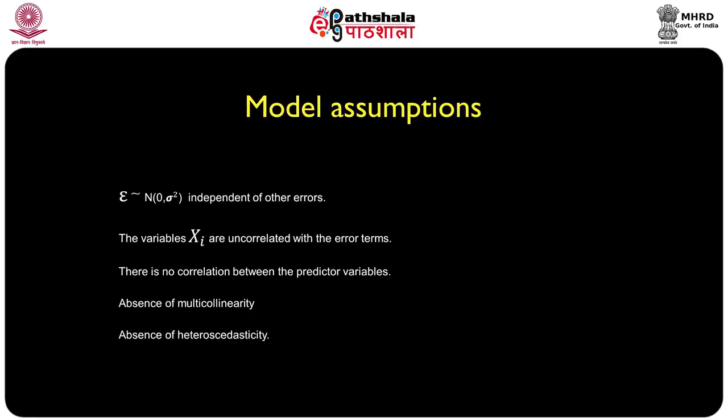Now, based on this model, let me walk you through the assumptions of the multiple regression model one more time. The errors, epsilons, follow a normal distribution with mean 0 and variance sigma square. There is absence of heteroscedasticity, which means there is constant error variance. There is absence of multicollinearity. The predictor variables x1, x2, xk are independent of each other, and there is no correlation between the predictor variables.